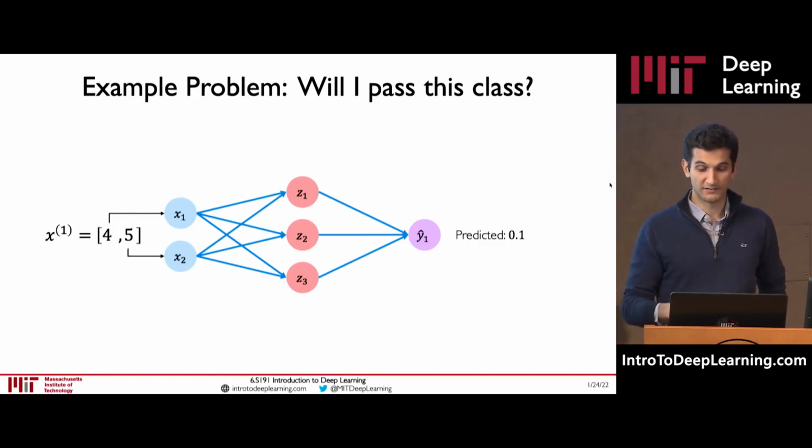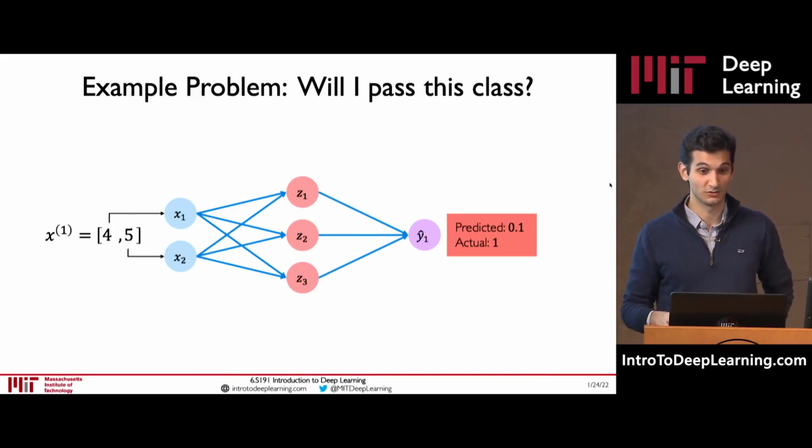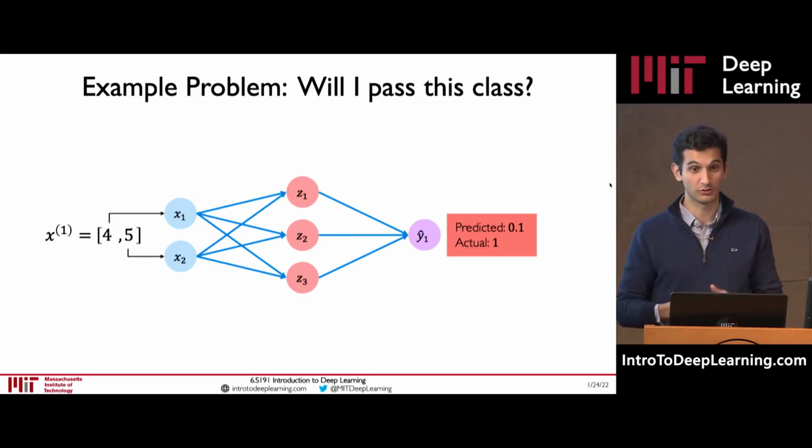So we have these 2 inputs. One is 4, one is 5. These are your inputs. And we're going to feed these into a single layered neural network with 3 hidden units. And we'll see that when we feed it through, we get a predicted probability of you passing this class of 0.1, or 10%. That's pretty bad because, well, you're actually going to succeed. The actual value here is going to be 1. You do pass the class.